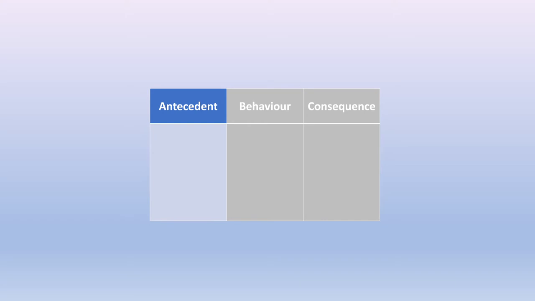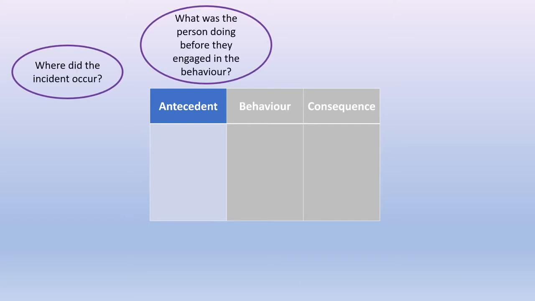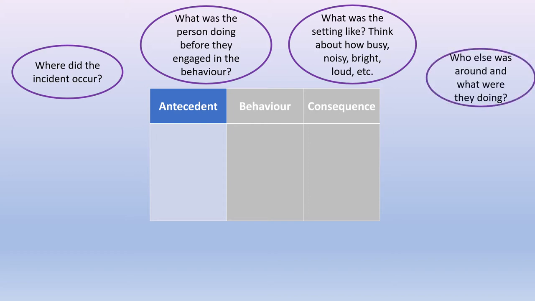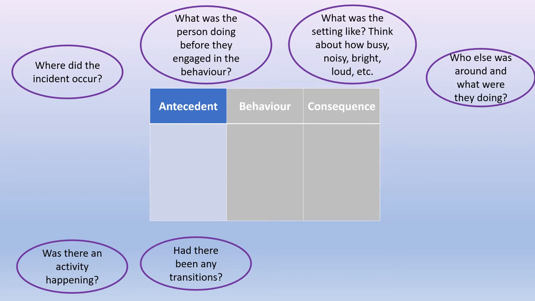For example, where did the incident occur? What was the person doing before they engaged in the behaviour? What was the setting like? Think about how busy, how noisy, bright, loud. Who else was around and what were they doing? Was there an activity happening? Had there been any transitions?